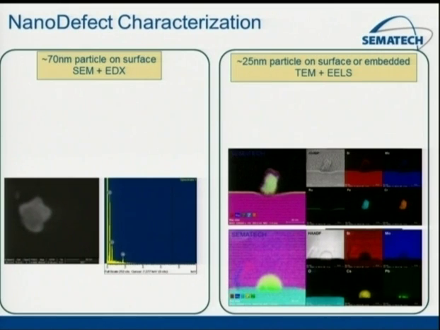What if it's 25 nanometers? Well, at 25 nanometers, if you try to do this with EDX, you're probably only going to see silicon. You're probably only going to see the background signal, and any additional information is likely to be lost.